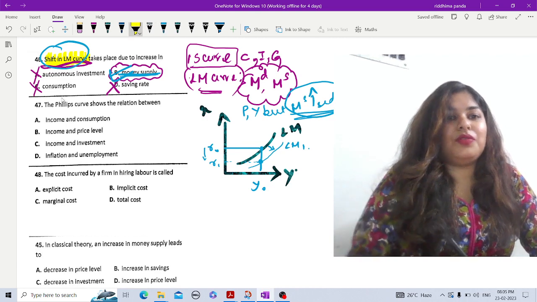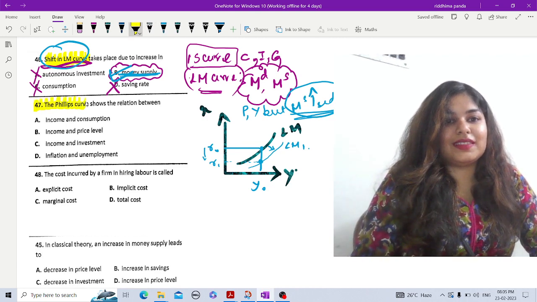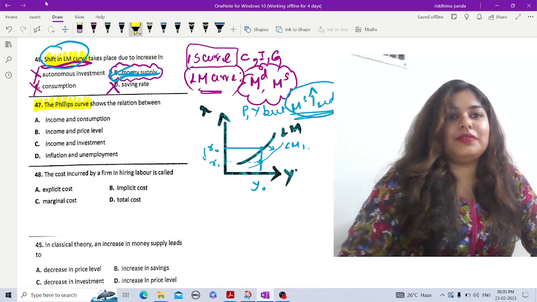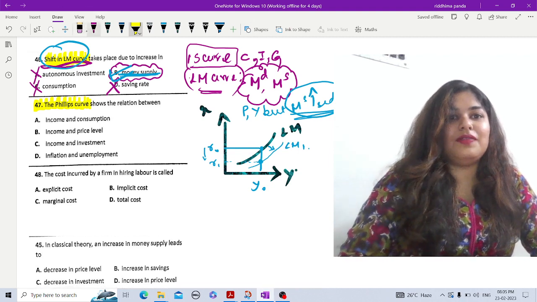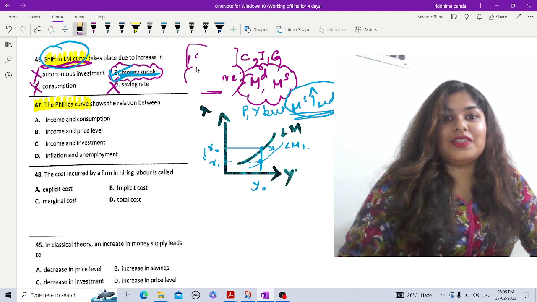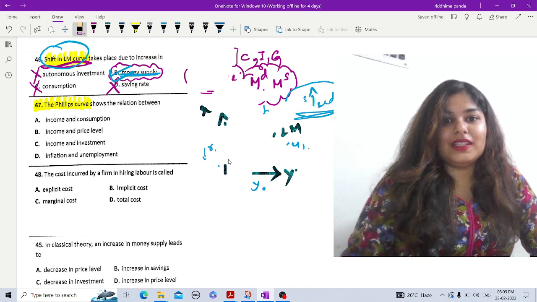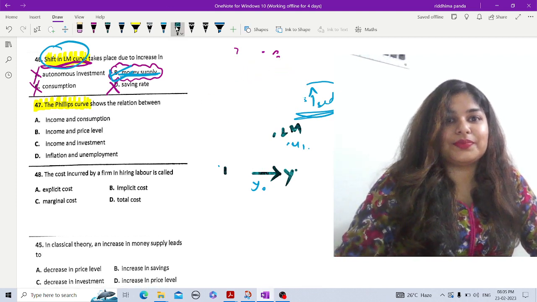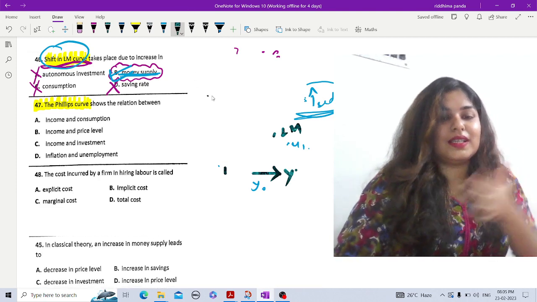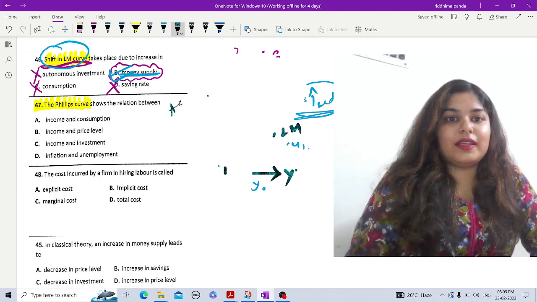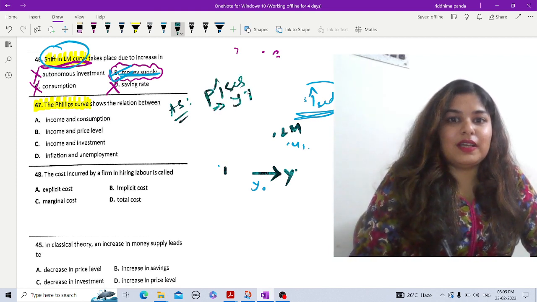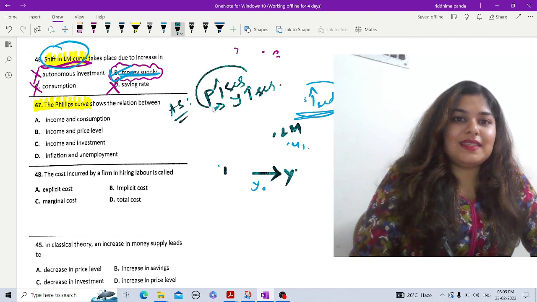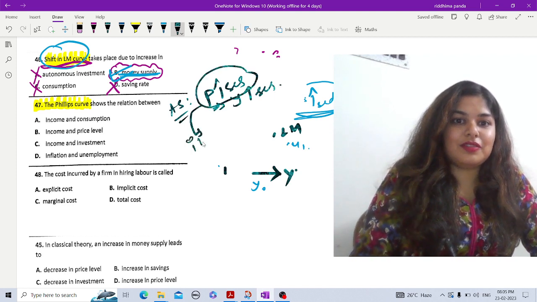Next question is about the Phillips curve. In order to understand the concept of the Phillips curve, let's go back to aggregate supply. So what is the relation? How is this Phillips curve relation actually placed? Begin with here. According to aggregate supply, as the price level increases, your output level increases. So when the price level increases, this implies inflation.